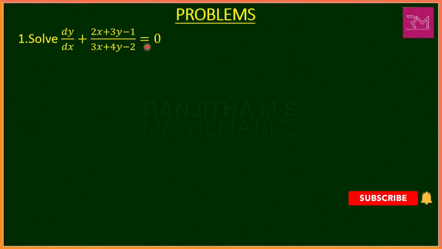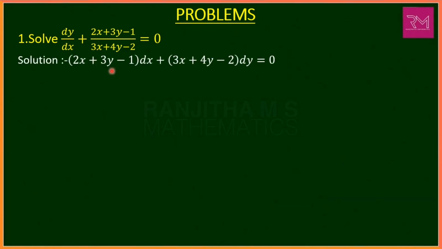In the first step, we have to reduce this equation to an exact differential equation. For that, cross multiplying, we get (2x plus 3y minus 1) dx plus (3x plus 4y minus 2) dy equal to 0. Cross multiplying gives the differential equation in this form. After obtaining it, take the M and N values from M dx plus N dy equal to 0. So M is 2x plus 3y minus 1, and N is 3x plus 4y minus 2.